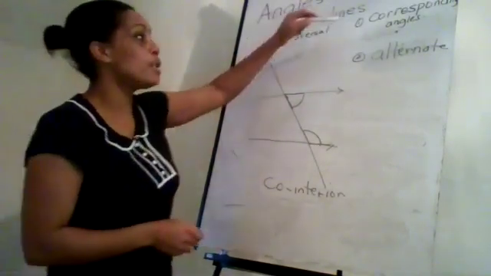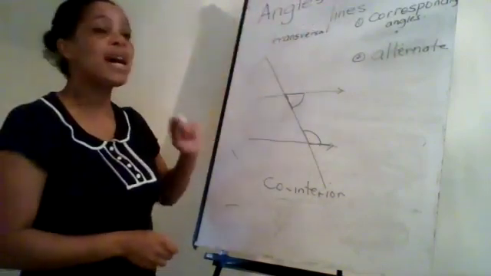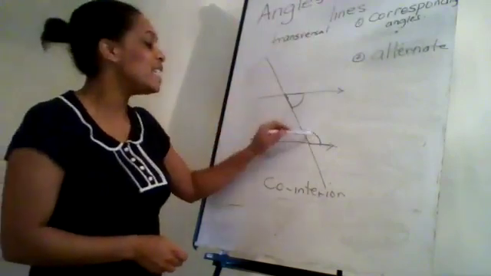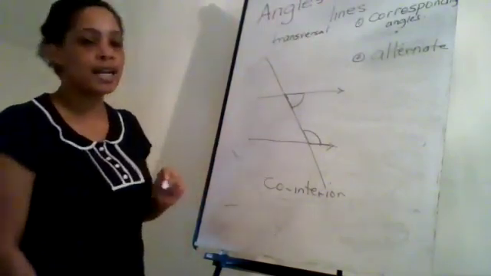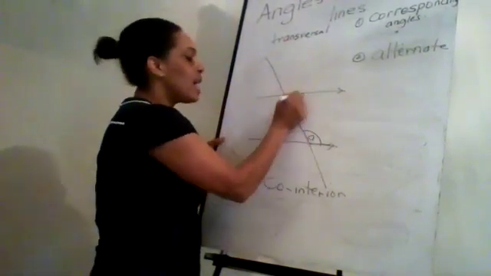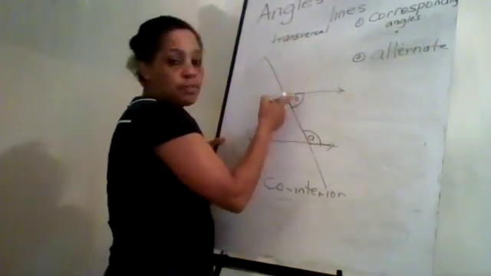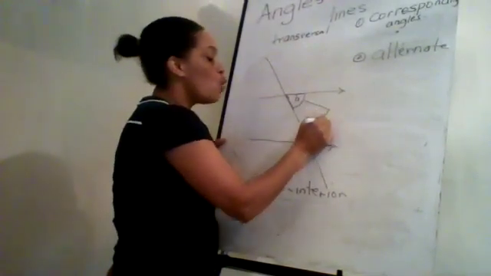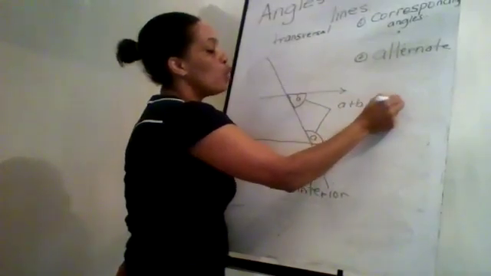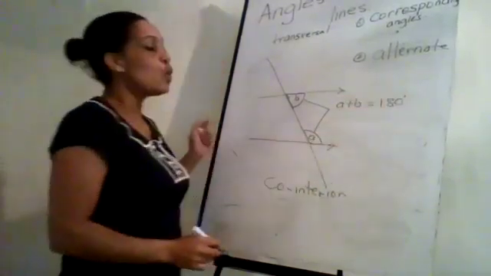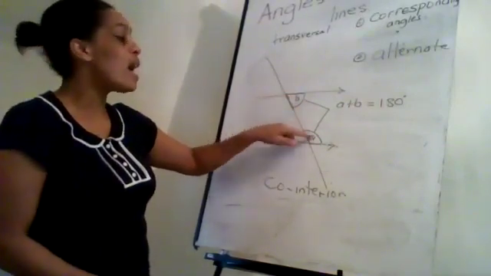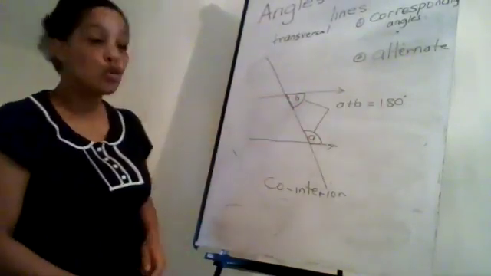So while in corresponding angles, they would be the same size, and in alternate angles, they will be the same size, in interior or co-interior angles, they will not be the same size. So if this is A and that is B, then A plus B is going to be equal to 180 degrees. So in interior angles, the two angles add up to 180 degrees.